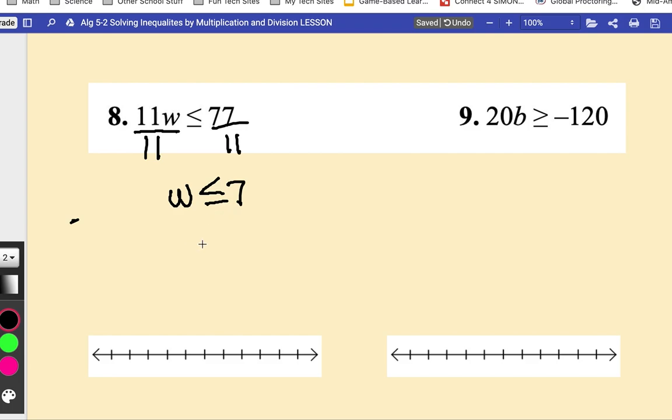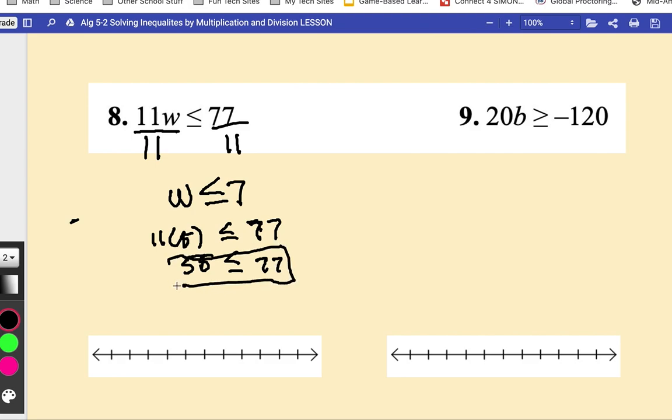And then if we were going to check our answer, we know that this is true if W is less than or equal to 7. So let's pick a value that's less than 7. Let's take 5. So if I put 5 into this, I would have 11 times 5, and it should be less than or equal to 77. Sorry, this is kind of glitching right now. So you get 55 is less than or equal to 77, which is a true statement, right? It looks really weird, but it's a true statement.